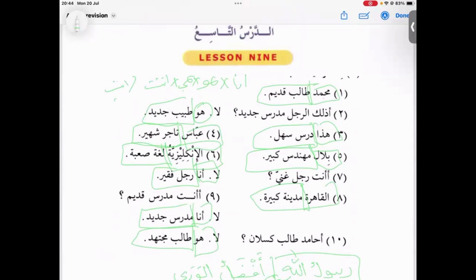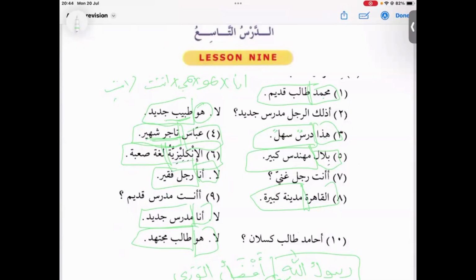Muhammadun, Muhammad is talibun qadimun, an old student. There the murakkab tawsifi is the khabar. Huwa, he is tabibun jadidun, a new doctor. Yeah, the khabar is the adjectival phrase. This is darsun sahlun. Yeah, the murakkab tawsifi is the khabar. Abbas tajirun shahirun. Bilalun, Bilal is muhandisun kabirun, a major engineer. The khabar is murakkab tawsifi.